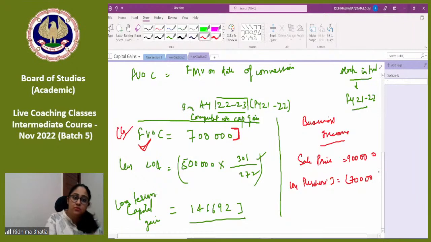So what was the full value of consideration for capital gain would become the acquisition cost, or the purchase cost, for calculating the business income. Hence, my business income would be 2 lakhs.